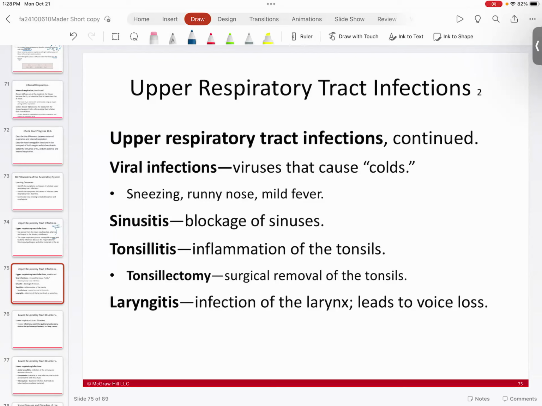So of the viral infections that you see, oftentimes colds, this is adenovirus. Those are the sorts of things. That's probably the most common upper respiratory infection that we run into. So you got the whole sneezy, runny nose, mild fever kind of a thing. And so you can have irritation of your sinuses. So sinusitis is basically an irritation of the sinuses.